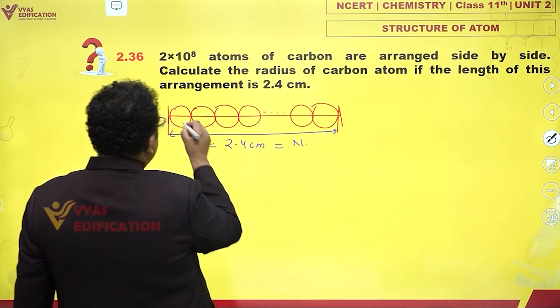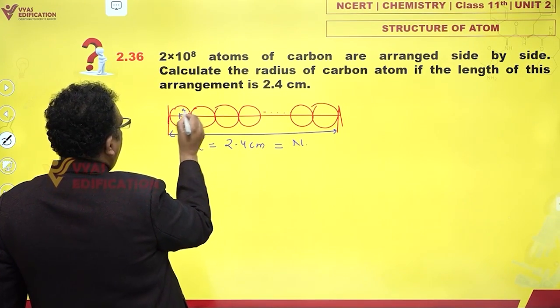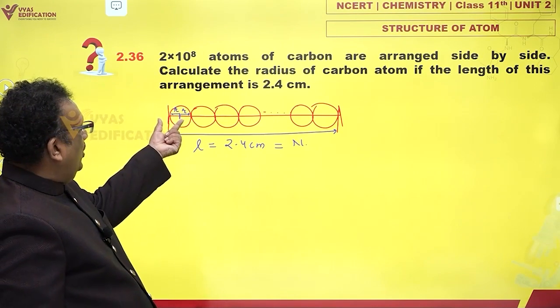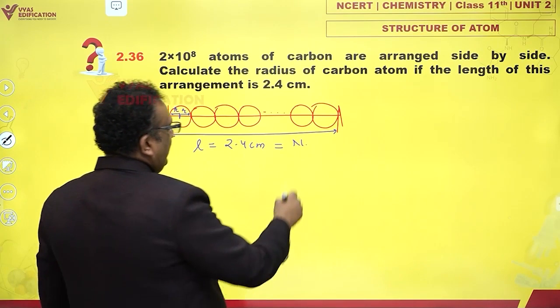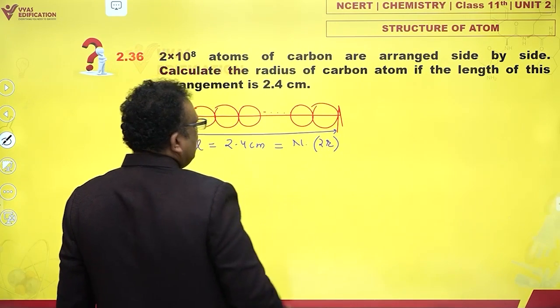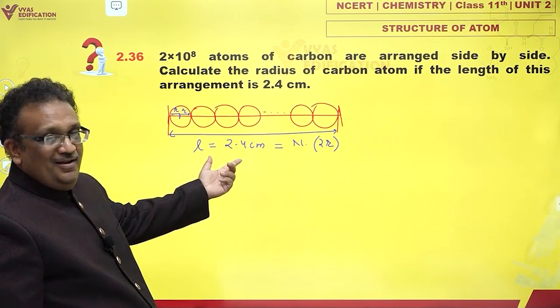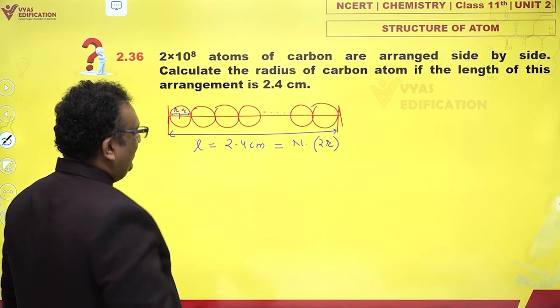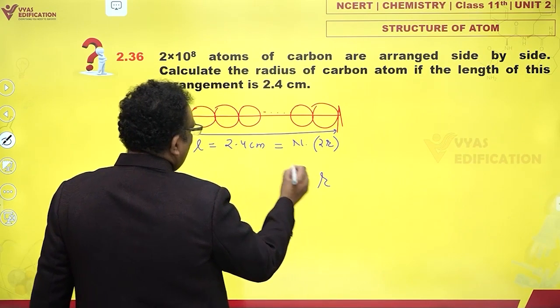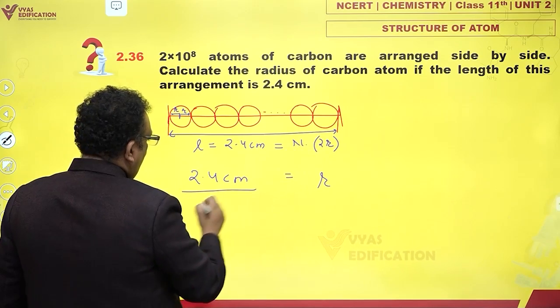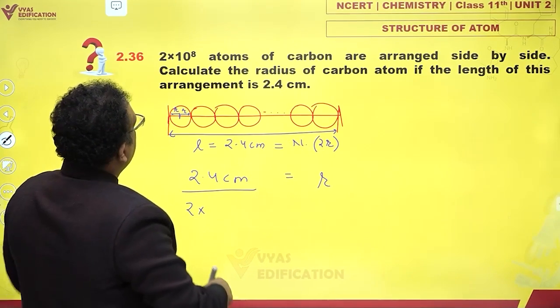It is n times, if radius is r, diameter is 2 times r. 2r, 2r, 2r, n times. So n times 2r, which is diameter. And I'm given n this times, and I'm supposed to find r. How tough, how stupid. 2.4 centimeter divided by 2, of course, and n. What is n? This is n.